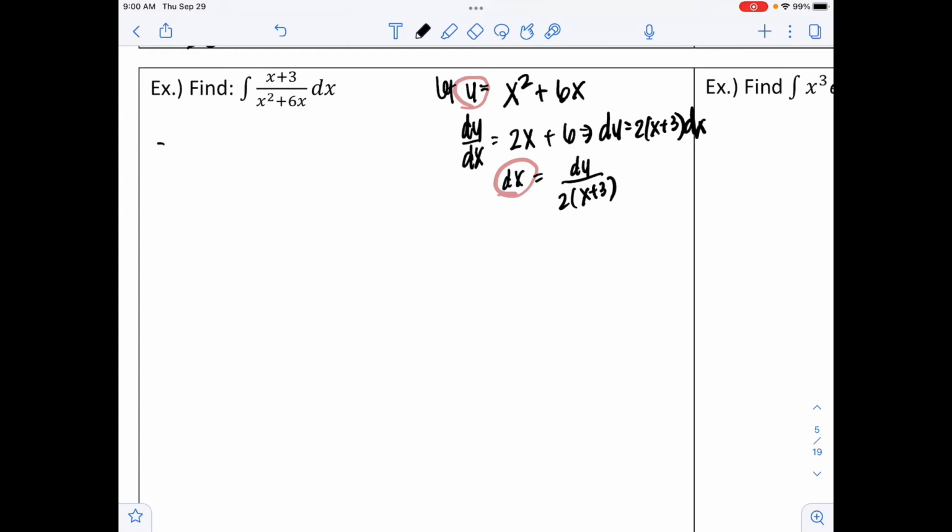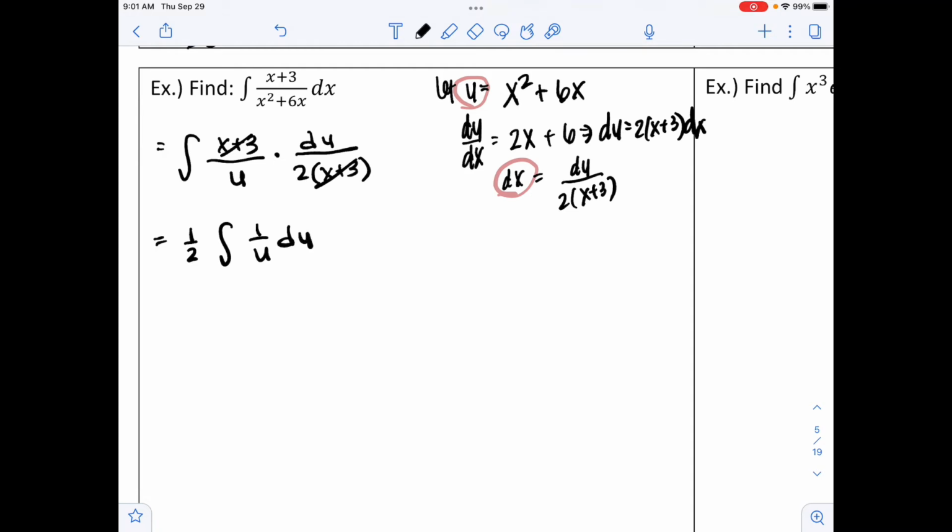From here, I'm going to substitute in u and also dx. So our integral is going to be x plus 3 over the denominator, which we called u, times, and then instead of dx, I'm going to write du over 2(x plus 3). You'll notice those x plus 3's reduce out. You do have a 2 in the denominator, or a 1/2, and we could put that out in front. And we have 1 over u du.